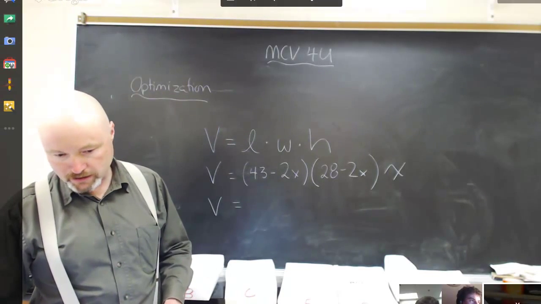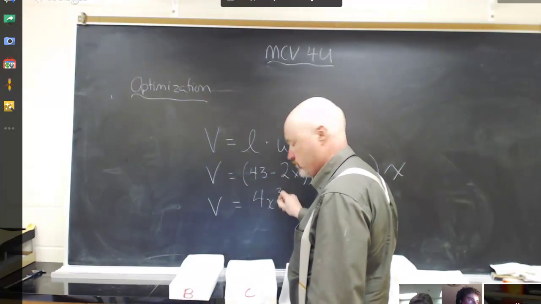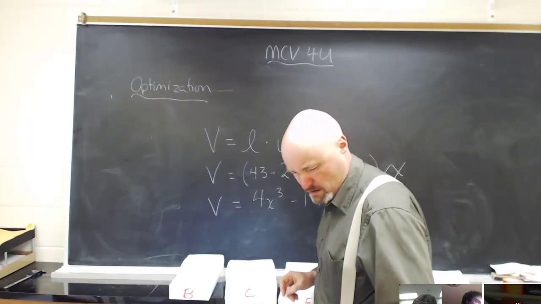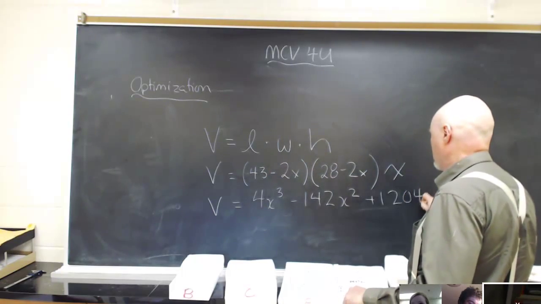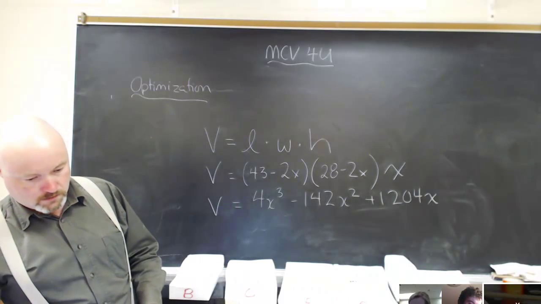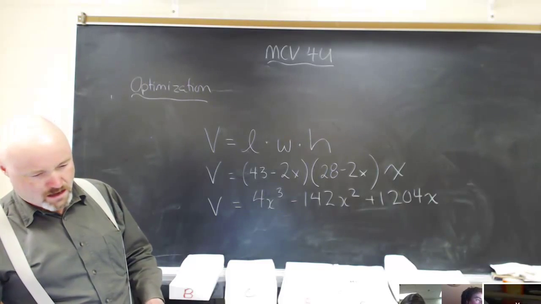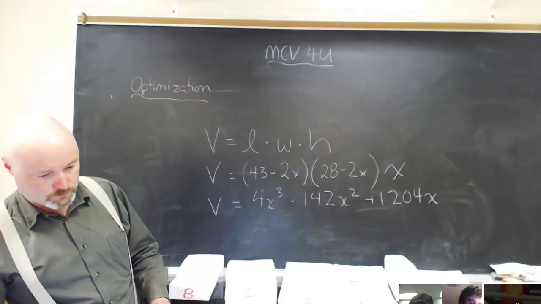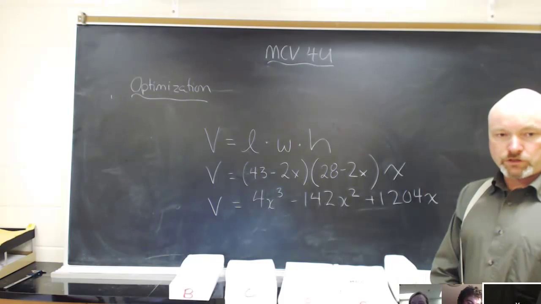What if I just show you what Megan's got here? She has 4x cubed minus 142x squared, and plus 1204. I'll just check that. I have every confidence that that's right. I get minus 284x. No, you're right, 142, 1204. Okay, very good. We want to find the maximum volume. What should we do?